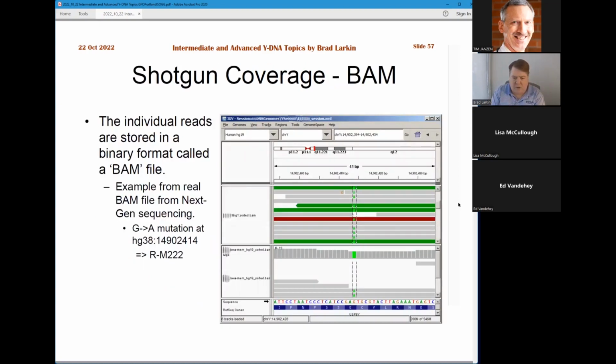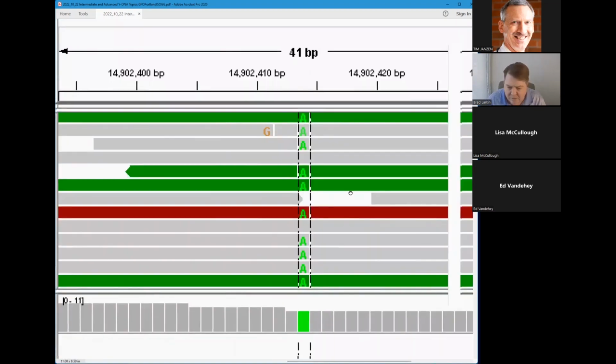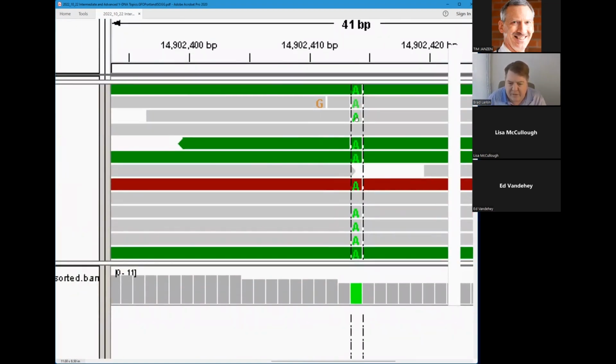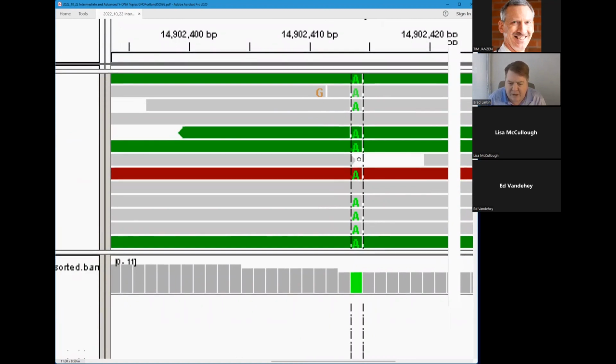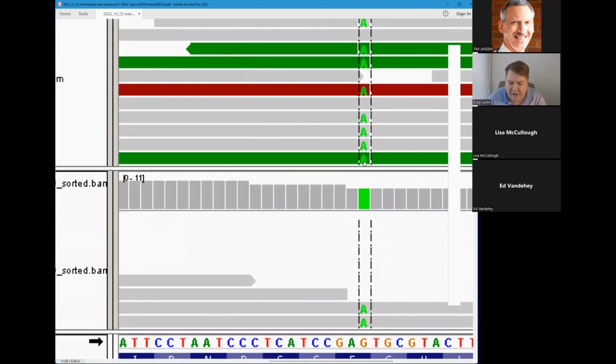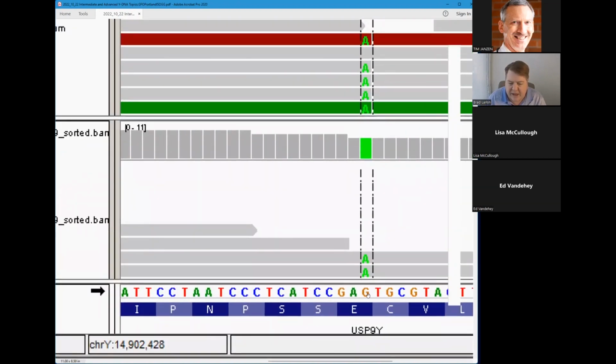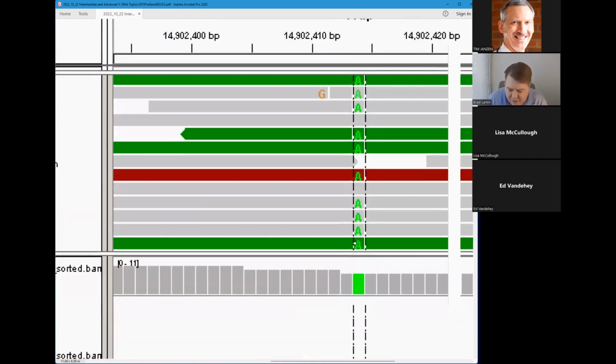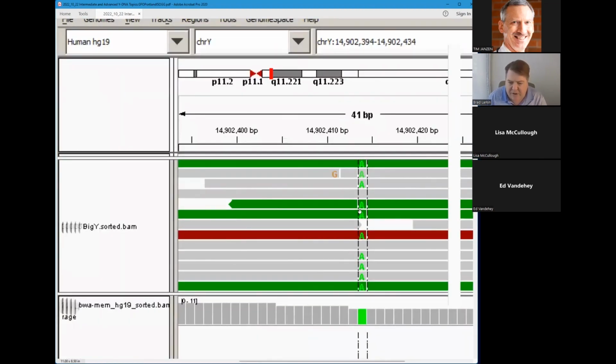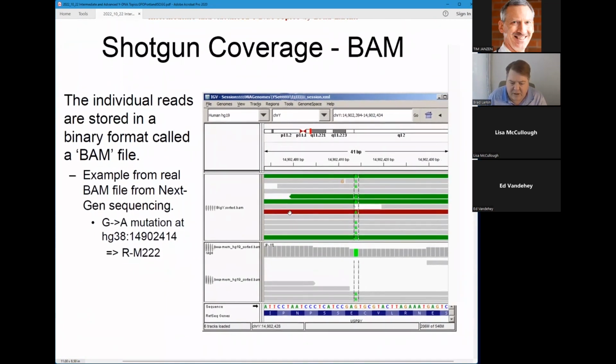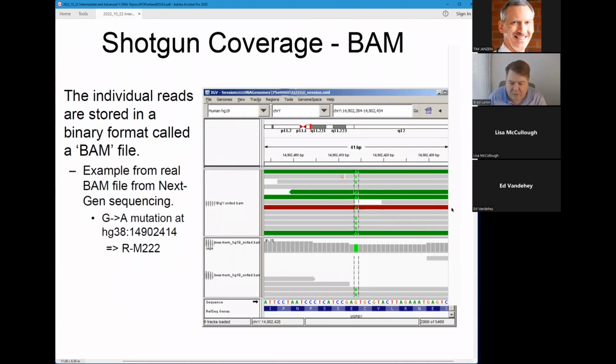So as I said, individual reads are stored in binary files called BAMs. Here, we're looking at a G to A mutation at position 149.02414. So we see here that when each set of reads doesn't match what's expected, it shows it with a highlighted A in this case. Down here, this G is the reference sequence. What we're looking at there is a G to A mutation in this individual. This is the same individual, two different tests from two different labs. One, I think, is YSeq and one is STDNA.